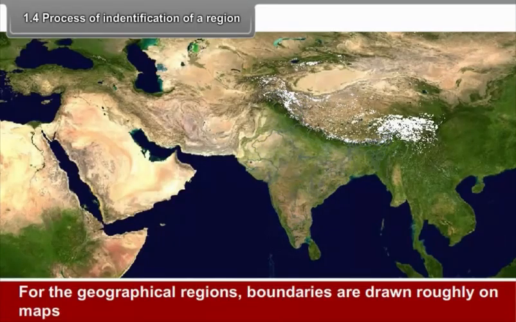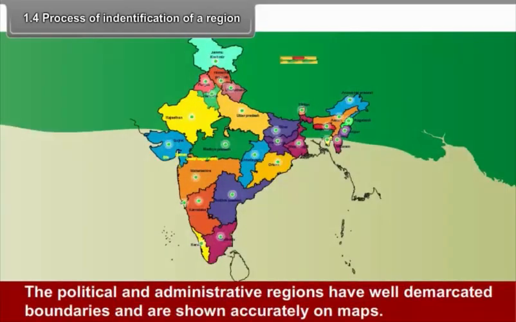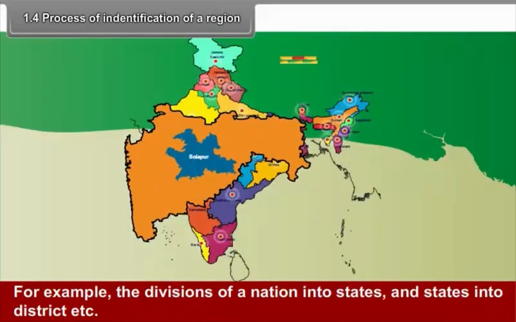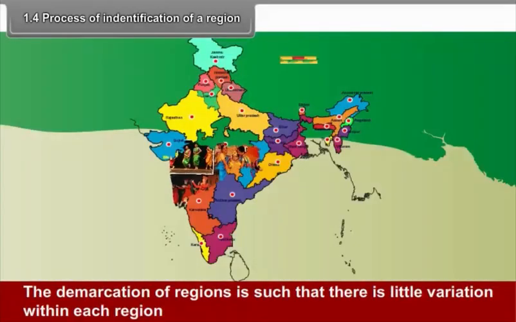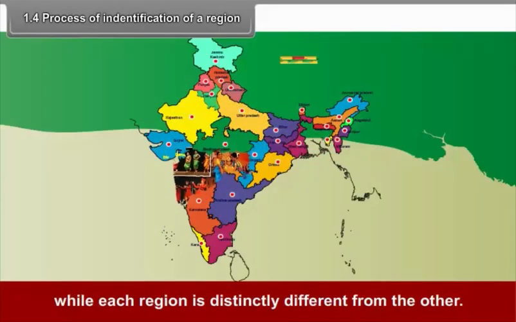For the geographical regions, boundaries are drawn roughly on maps because these boundaries are mostly in the form of transitional zones. The political and administrative regions have well demarcated boundaries and are shown accurately on maps. For example, the divisions of a nation into states and states into districts, etc. The demarcation of regions is such that there is a little variation within each region, while each region is distinctly different from the other.